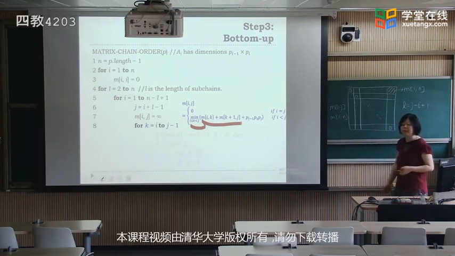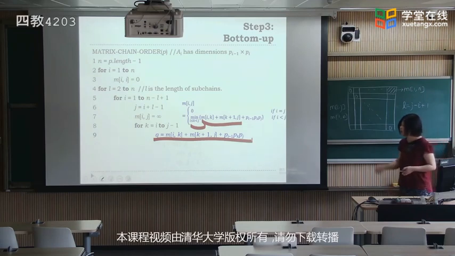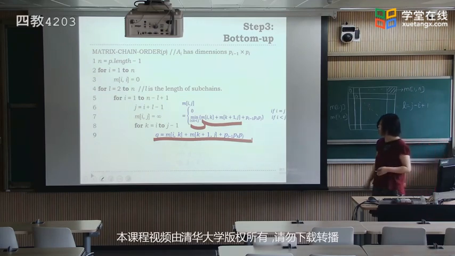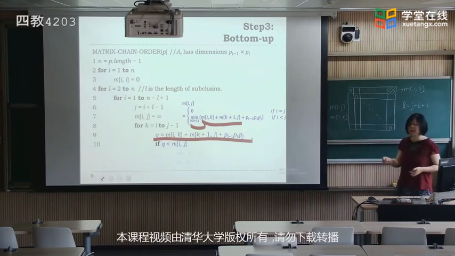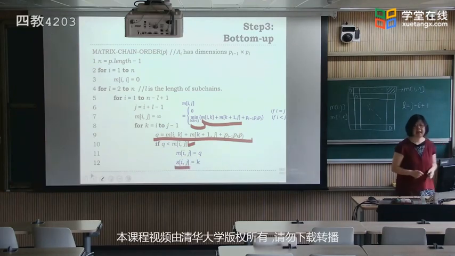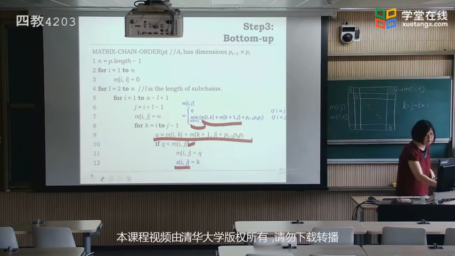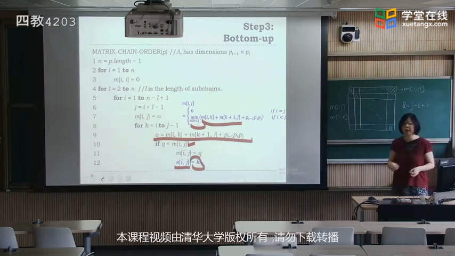k goes from i to j minus 1, and we use this recurrence to calculate what the cost is if the split happens at k. If this cost is smaller than the current best M[i][j], we update M[i][j] with this new cost. We also maintain a table S. It actually stores the choice of k here. We need this information when we actually construct the optimal solution.